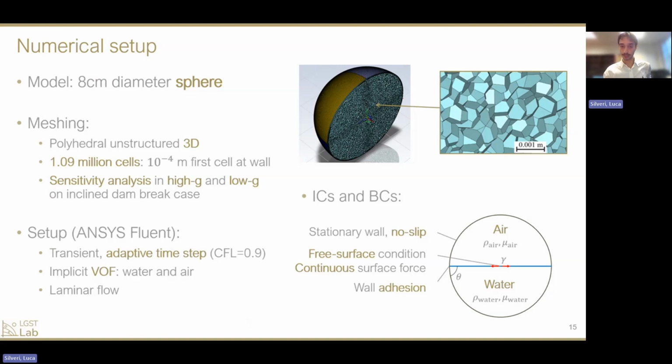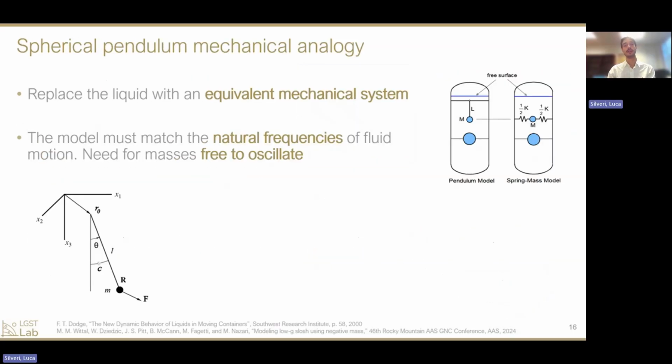On the bottom right, you can see the initial conditions and the boundary conditions. So the stationary wall and nozzle condition are implemented, as well as the free surface condition, the continuous surface force, and finally the wall adhesion. The fluids are air and water, and all the parameters have been measured on the experimental setup.